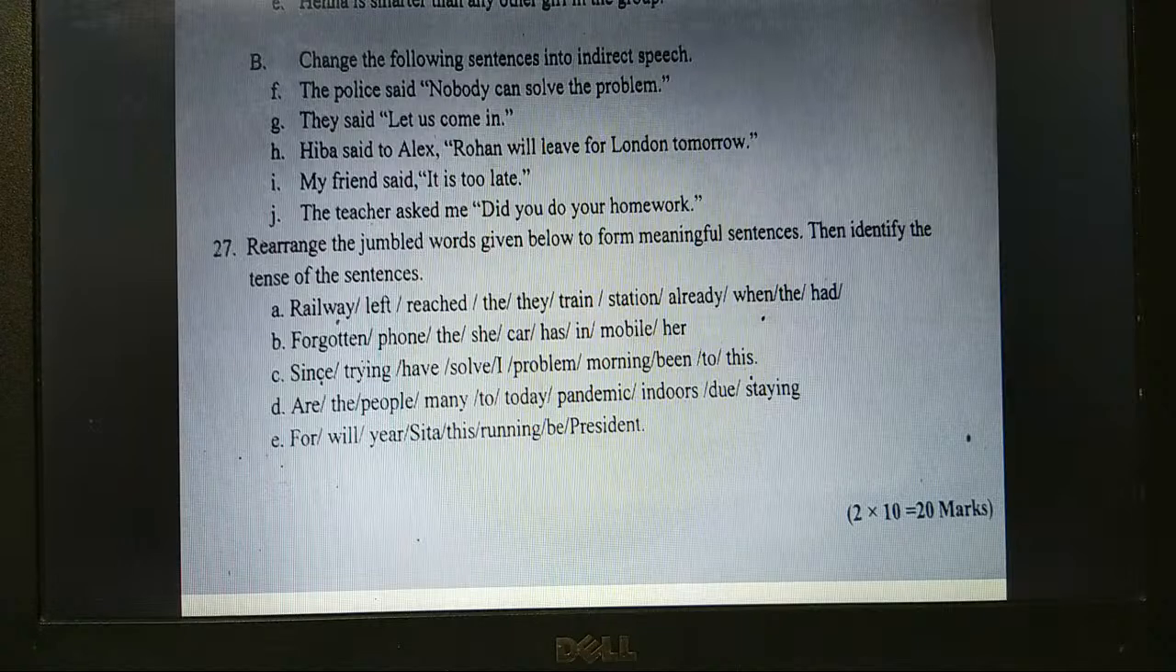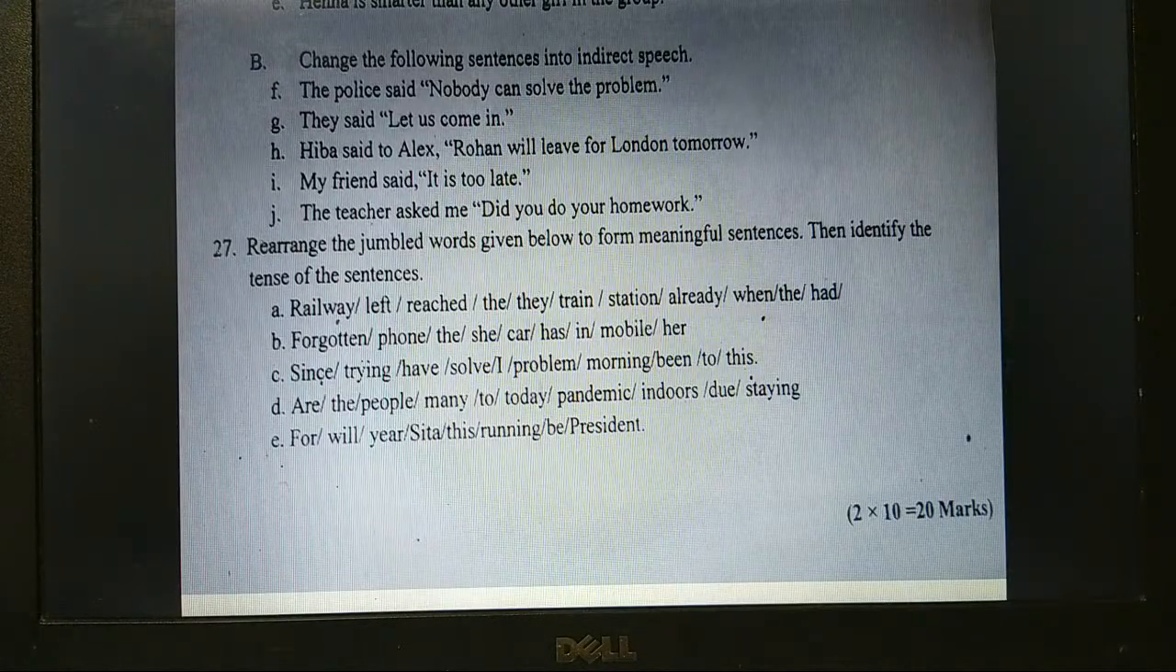D. Are the people many to today pandemic indoors due staying? Correct order. Many people are staying indoors today due to the pandemic. And this is, of course, present continuous tense.